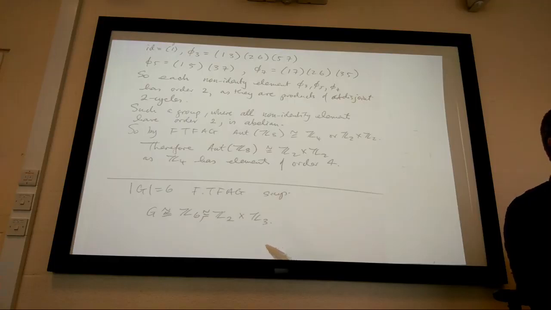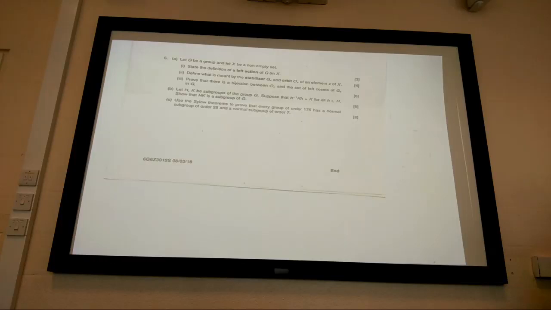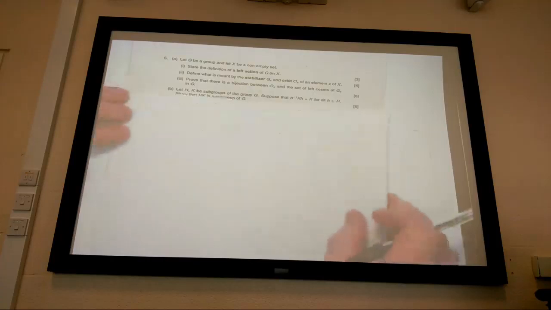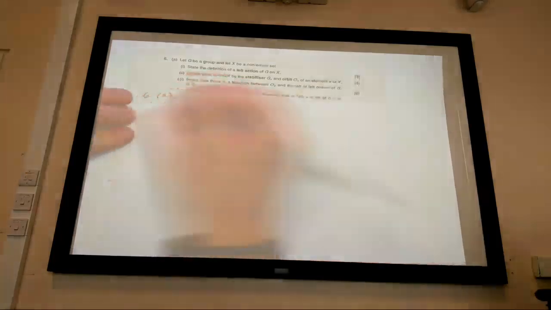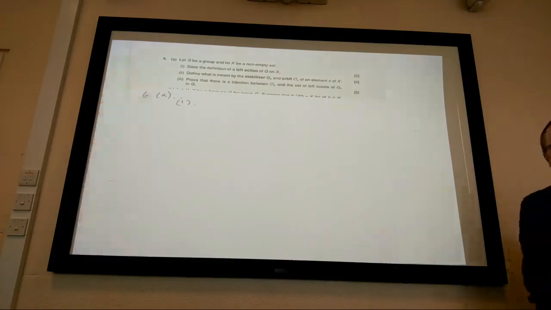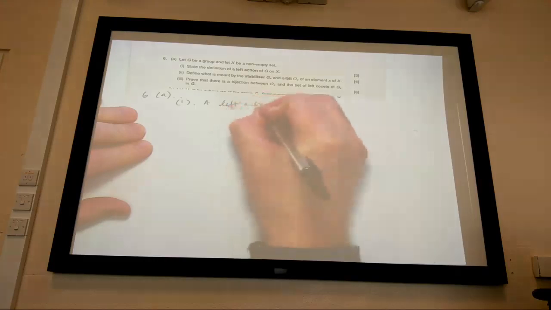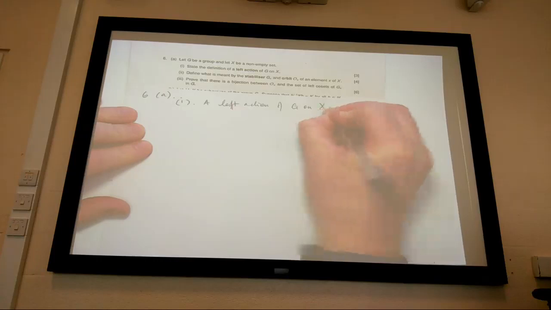Should we move on to question 6? Yep. Okay, so some of this is bookwork definitions here. So this is group actions. Let G be a group, and X a non-empty set. State the definition of a left action of G on X. So I'll say left action, G on X.